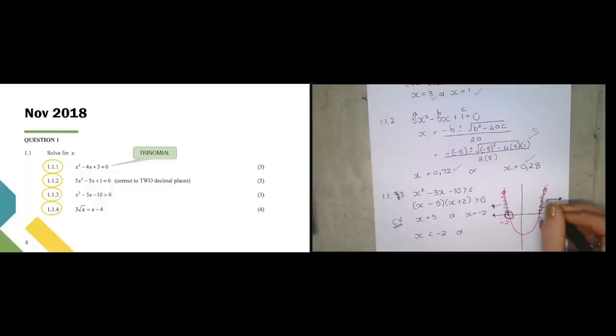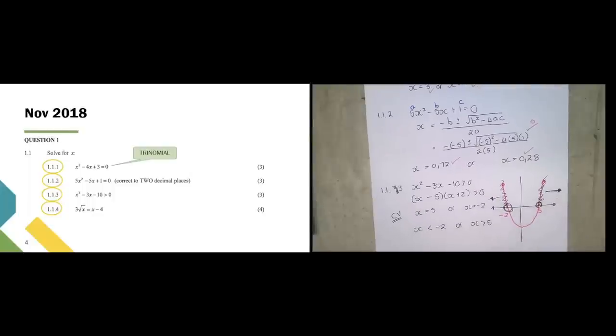The x's bigger than which value? 5. Or the x's bigger than 5. Do I need an equal underneath? Check your original equation. No. Grade 12, you are welcome to write it in any of the notations you would like.